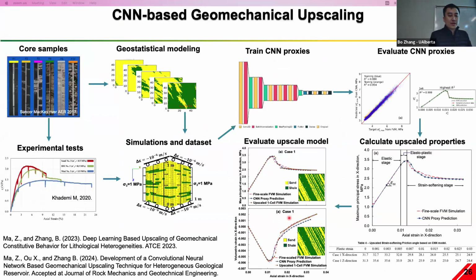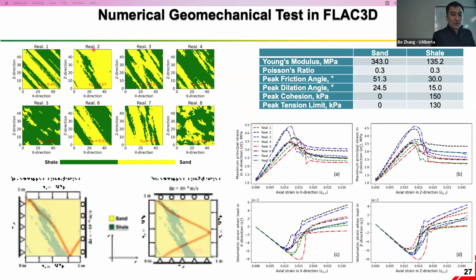So that's why we decided to move forward to CNN-based geomechanical upscaling, where we can directly use the training images as an input and use that for training. I will explain later. So basically, the inputs are still the realizations in both. It could be 2D, it could be 3D. There are no problems. And we do those numerical tests as it shows here. So it could be a biaxial test in 2D and a triaxial test in 3D. Then we have those calibrated inputs for both sand and shale for the geomechanical properties.